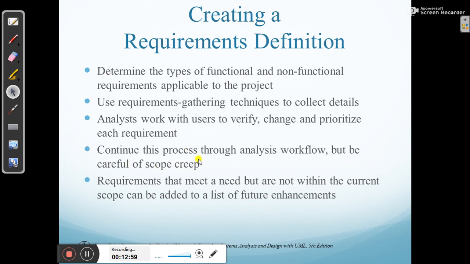Point is that we need to be inside the boundary of the scope of our system. Requirements that meet a need but are not within the current scope can be added to a list of future enhancements. So here you can see, if some requirements or some information are not within the current scope of your system, that can be added in a separate list, like future enhancements.